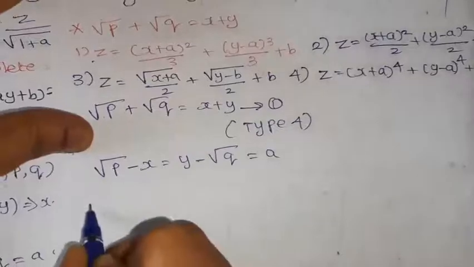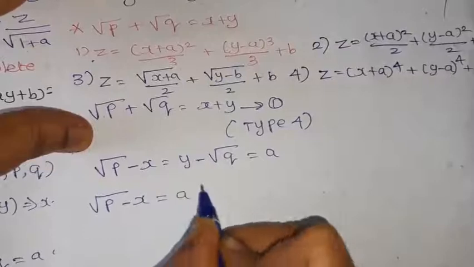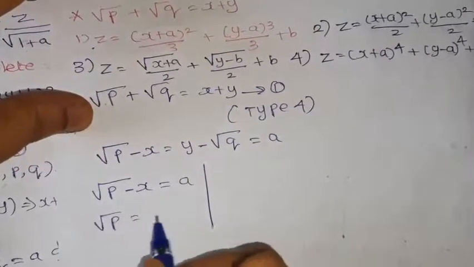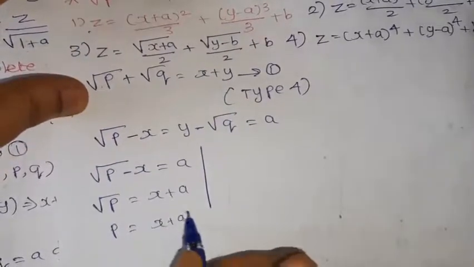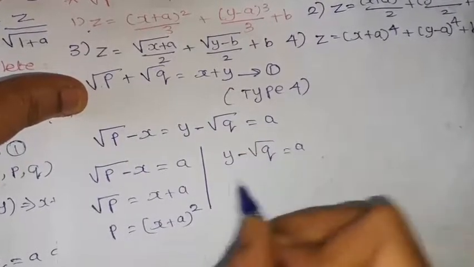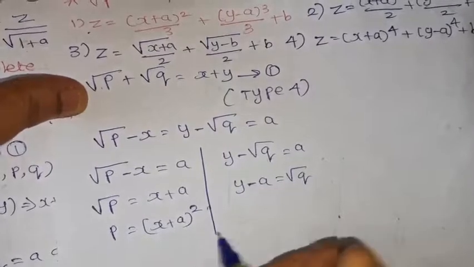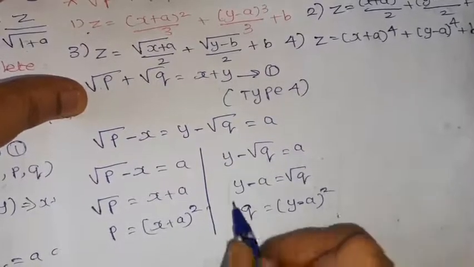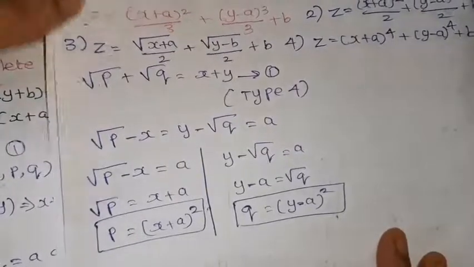Then find the values of p and q. Square root of p minus x equal to a, then square root of p equal to x plus a. Then what is p? Squaring on both sides, x plus a the whole square. Similarly, y minus square root of q equal to a, then y minus a equal to square root of q. Then q equal to y minus a the whole square. So this is p and this is q. We found the values of p and q.